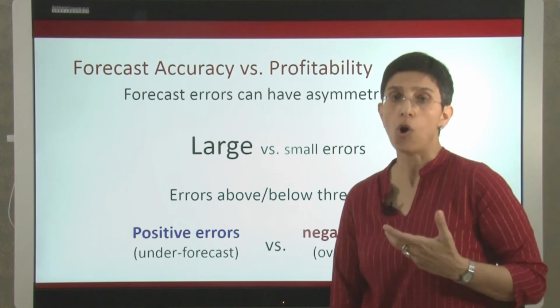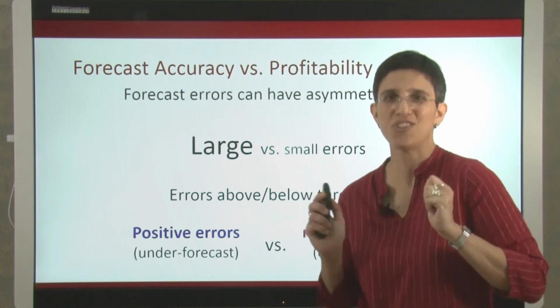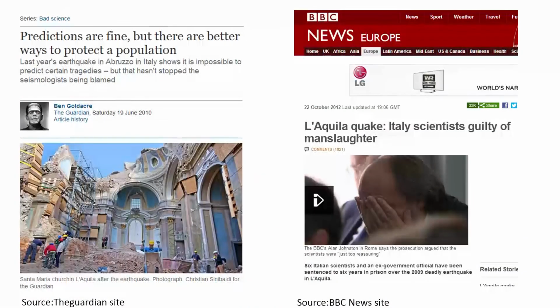You might even build a cost function and see how much your forecasting solution is going to cost you when you deploy it. Here's an extreme example from an earthquake that happened recently in Italy. The people who were producing the forecasts about whether an earthquake is going to occur or not are actually sitting in jail right now because they weren't able to forecast that this earthquake was going to happen.